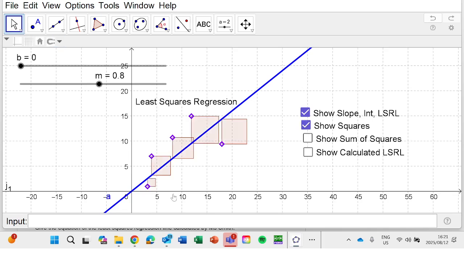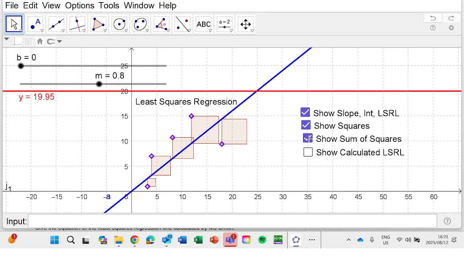If we show squares, it shows a square there and a square there. We work out the area of the squares and add them all up. The sum of the squares at the moment is just about 20, with the line in that position. The reason we square is very much like in standard deviation, where we square to make everything positive. If we didn't square, this negative discrepancy here would cancel out that positive discrepancy.